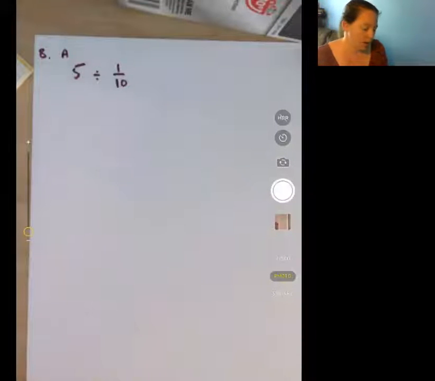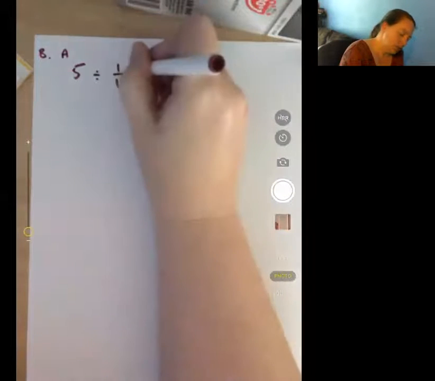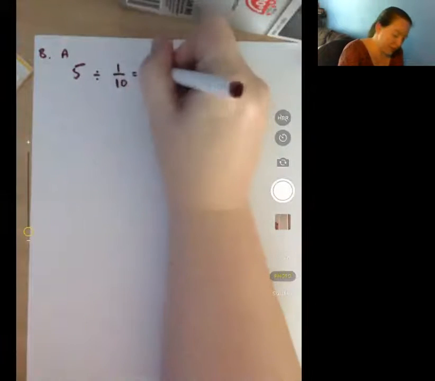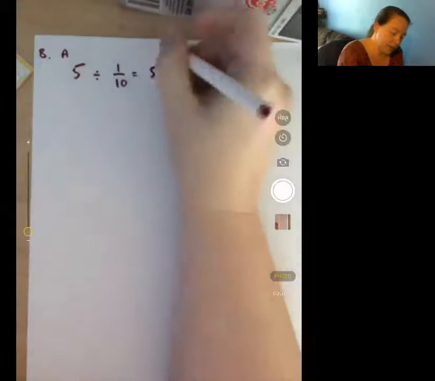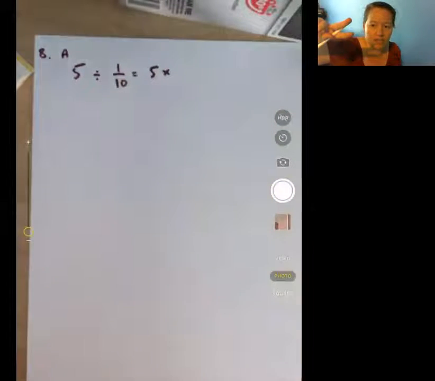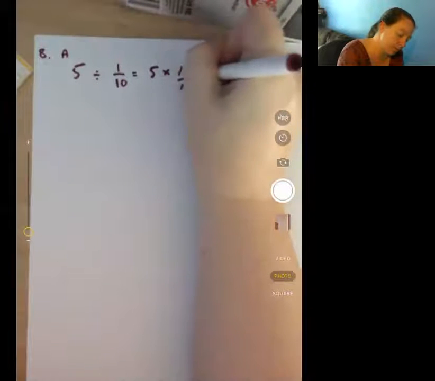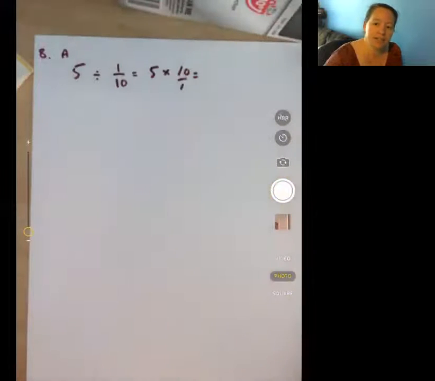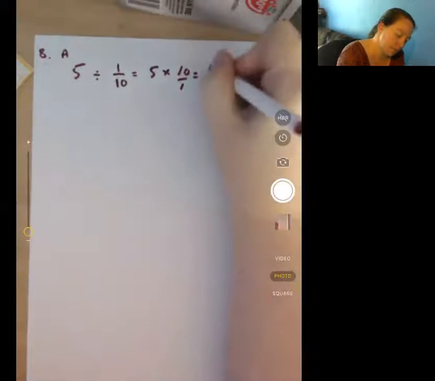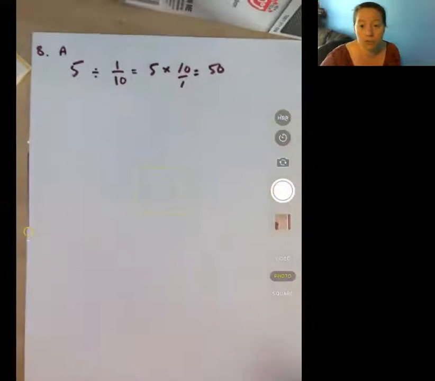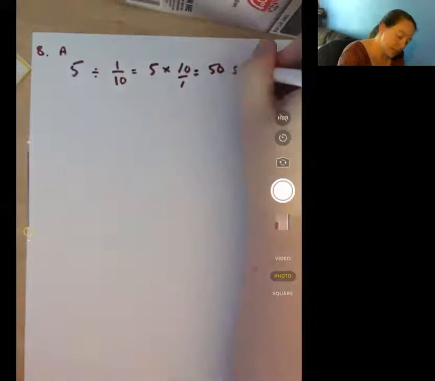Okay. So we rewrite this. The 5 stays the same. Division becomes multiplication. 1/10 flips. So the 10 goes on the top, the 1 goes on the bottom. 5 times 10 is 50. 1 times 1 is 1, so we're going to ignore it. So 50 seconds.